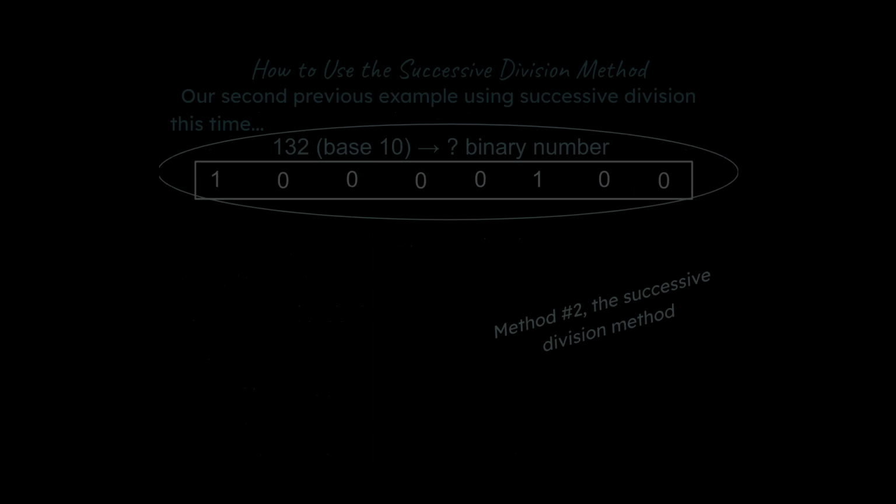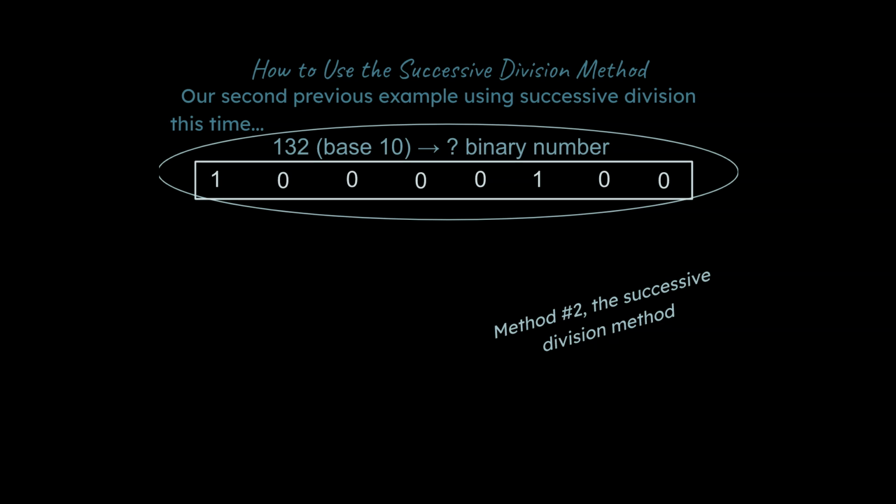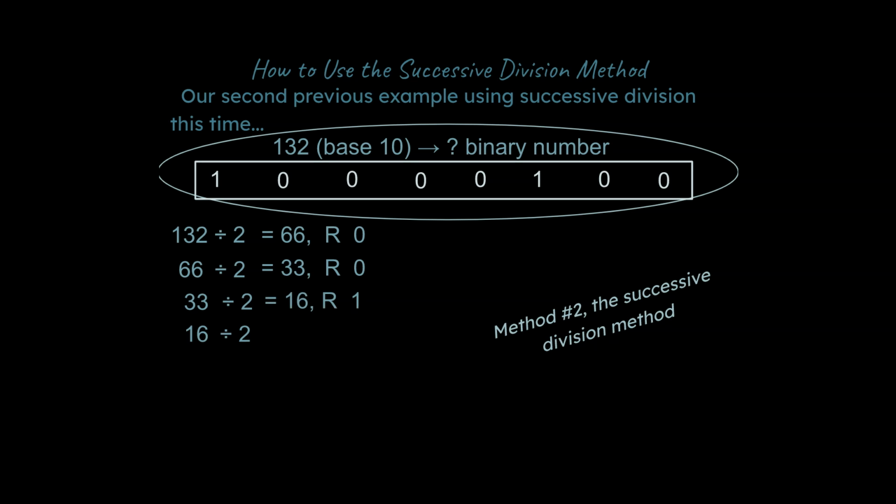All right, well, let's see how this works out with our second example that we had worked on. So 132, this is the answer we got with the subtraction method. Let's go ahead and use the division method. So 132 divided by 2. Let's think about what that would be. That would be 66 with a remainder of 0. 66 divided by 2 would be 33 with a remainder of 0. And 33 divided by 2, well, I could divide 32 by 2, and that would be 16 with a remainder of 1. 16 divided by 2, well, that's easy.